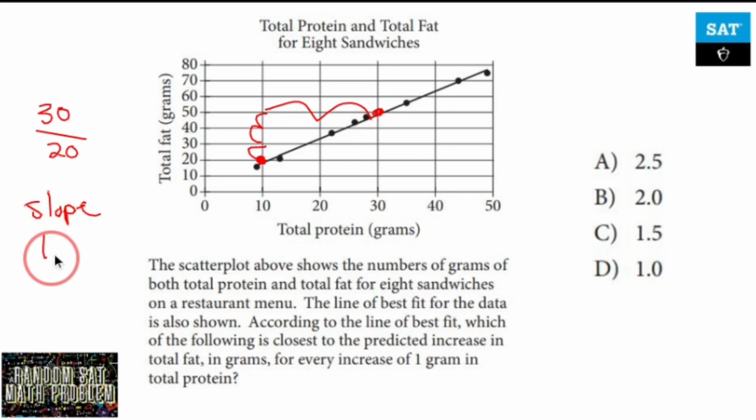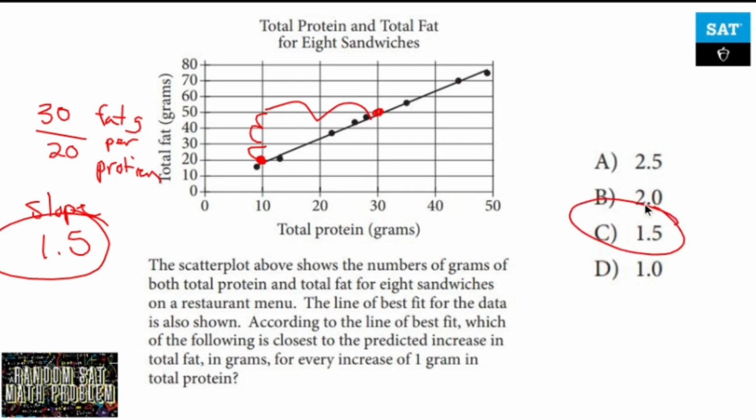Okay, slope is 1.5. Now, what does the slope mean? Fat in grams per protein. And what they want us to do is find the predicted increase in total fat per 1 gram of total protein, which is exactly what I did. So it looks like it's 1.5 extra grams of fat per 1 gram of protein according to my slope. 1.5 it is.